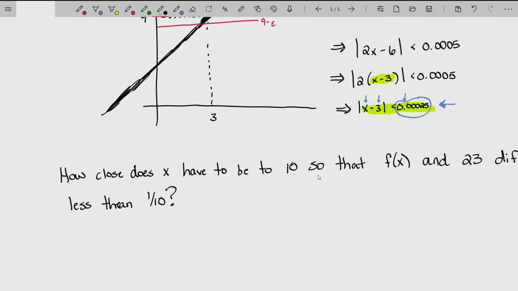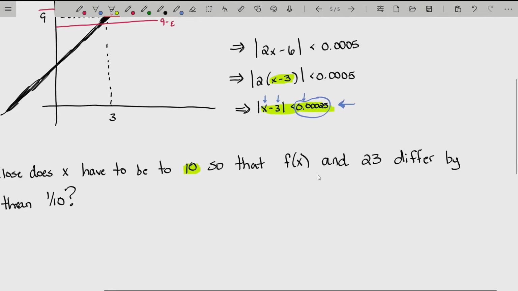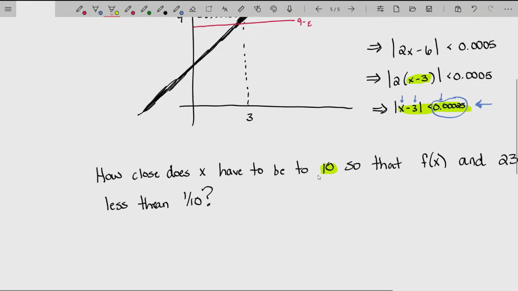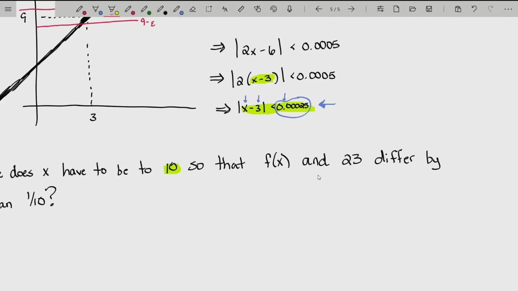The following, and notice that I'm changing quite a bit here. How close does x have to be to 10 so that the function and 23 differ by less than 1/10? Now, the reason why I said 23 rather than 9 is because if you think about it, the limit as x approaches 10 of 2x plus 3 is 2 times 10 plus 3, or 23.